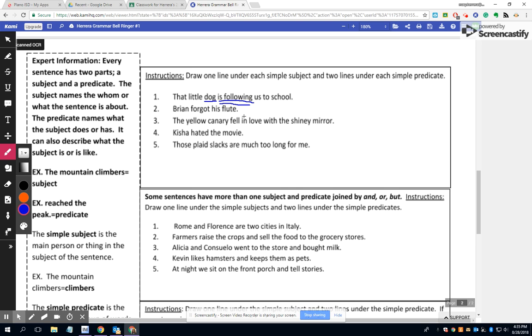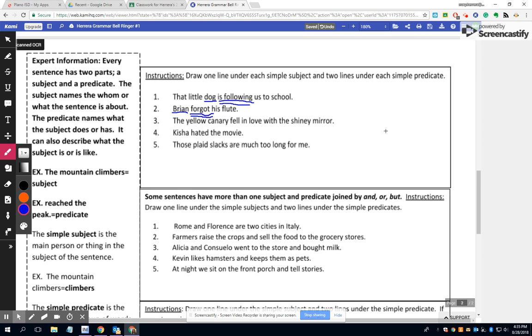"Brian forgot his flute." Who is doing something? Brian. Yeah. Brian is the one doing something. So I'm going to underline that one time. Now, what did Brian do? Did he flute something? No. He forgot something. And there are no helping verbs with this one. I'm sorry, I've got crooked lines here, but I'm trying to draw with a mouse, and that's what happens. Okay, so we have simple subject is Brian, simple predicate is forgot.